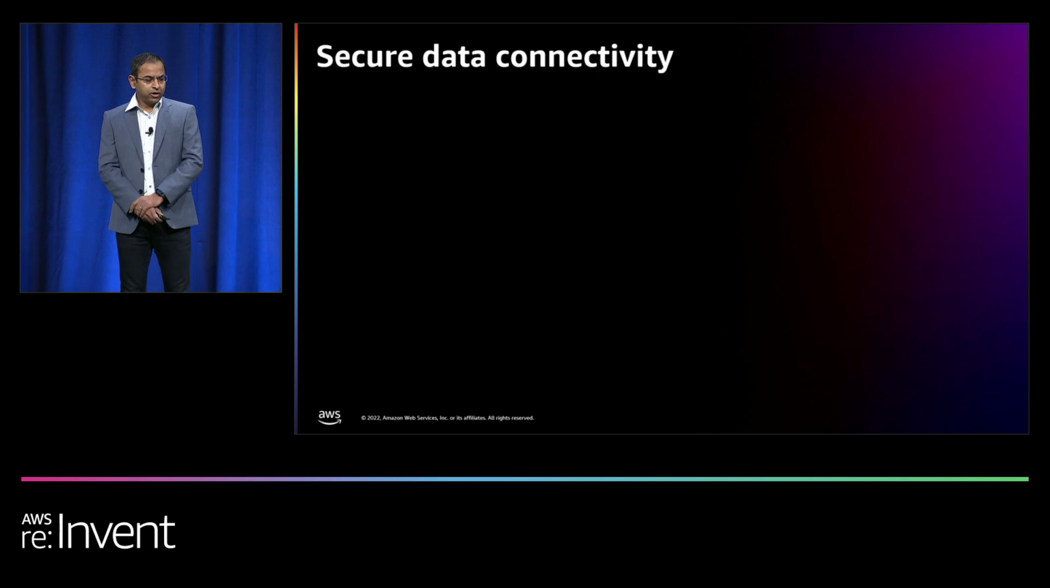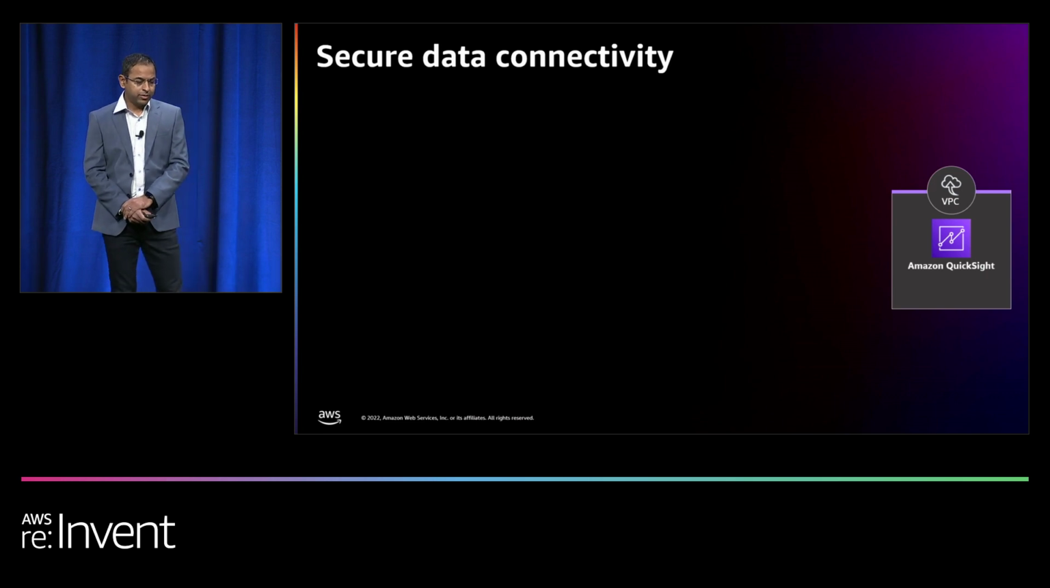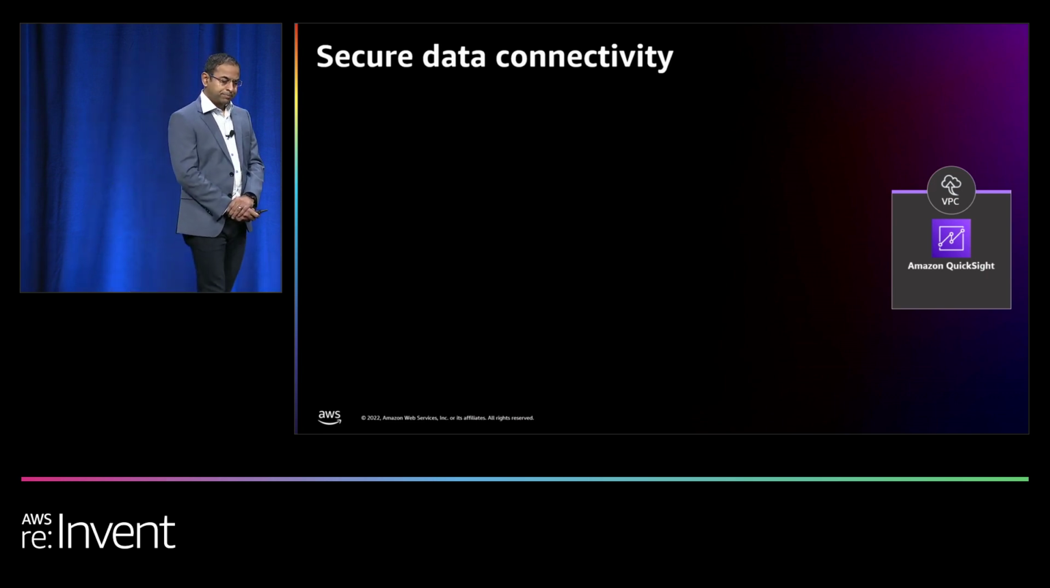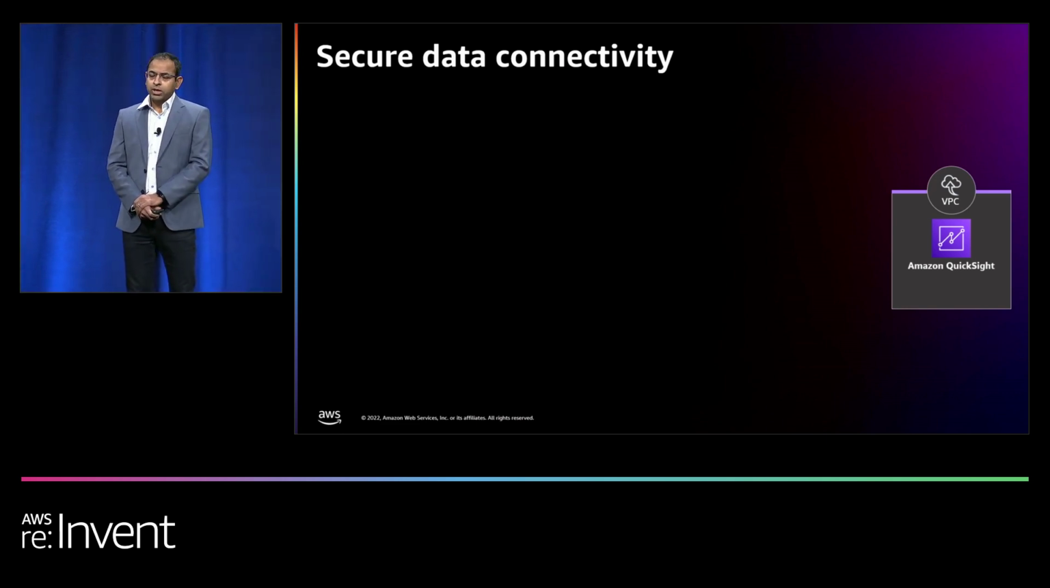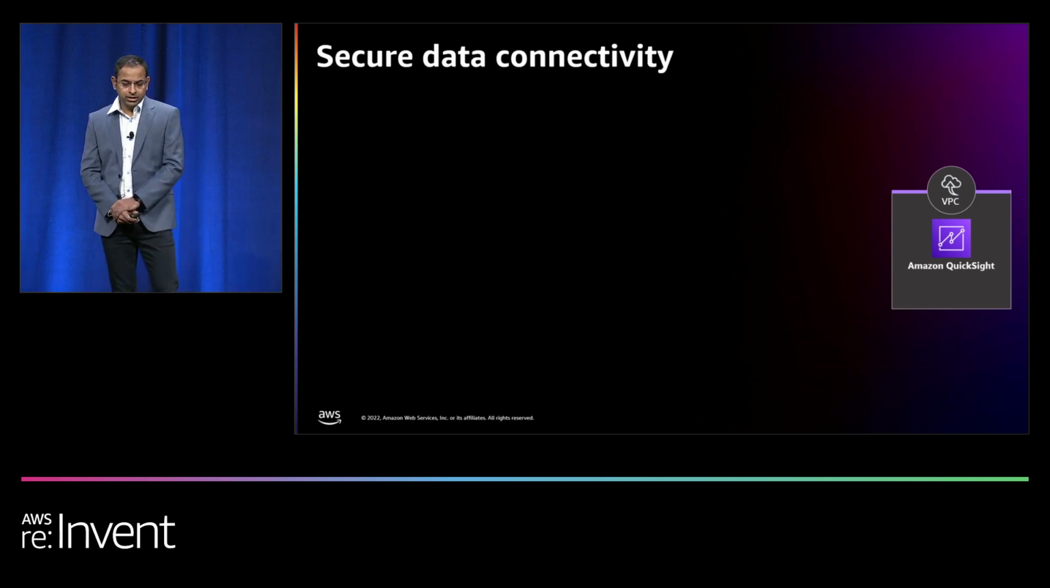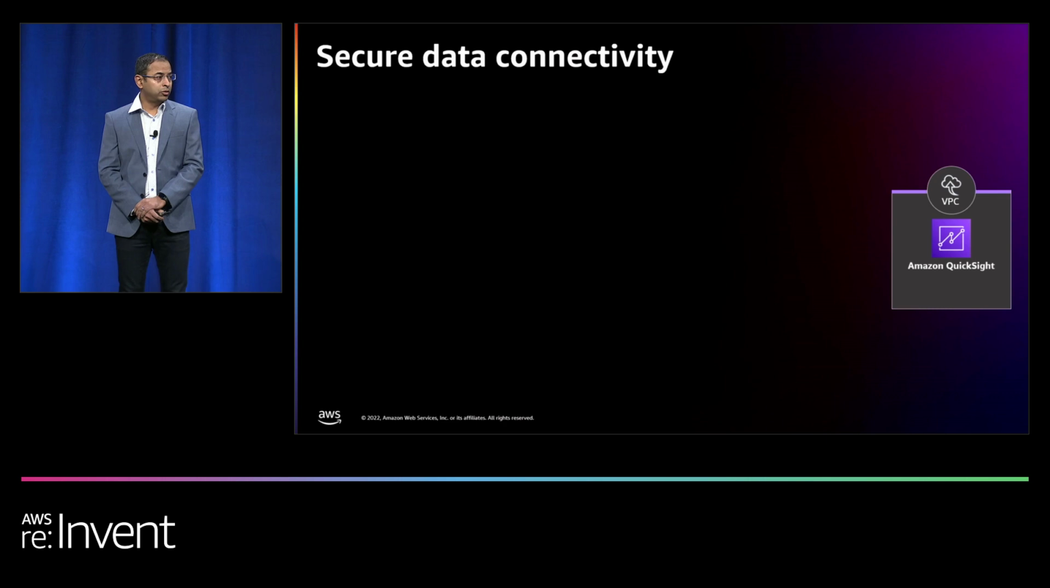Okay, so let's talk about how Amazon QuickSight secures your data connectivity. And like everywhere else in AWS, security is job zero, right? So let's talk about how Amazon QuickSight UI is presented to your end users. So QuickSight UI is served as a regional domain name, which is accessible via internet. And through that internet, you can connect to QuickSight UI through SSL. So always from your client, which is a browser, to Amazon QuickSight domain is always SSL encrypted.